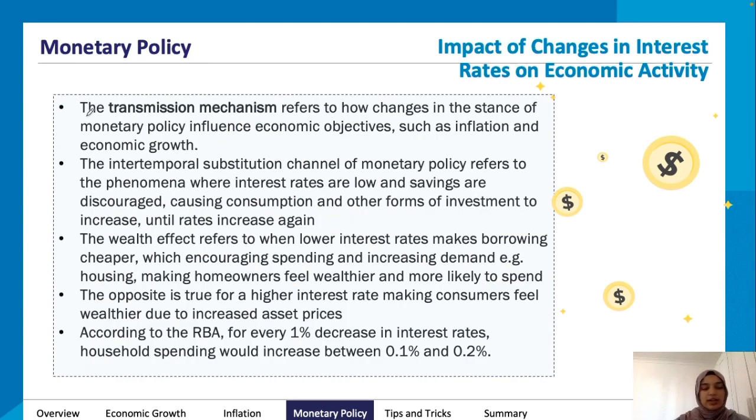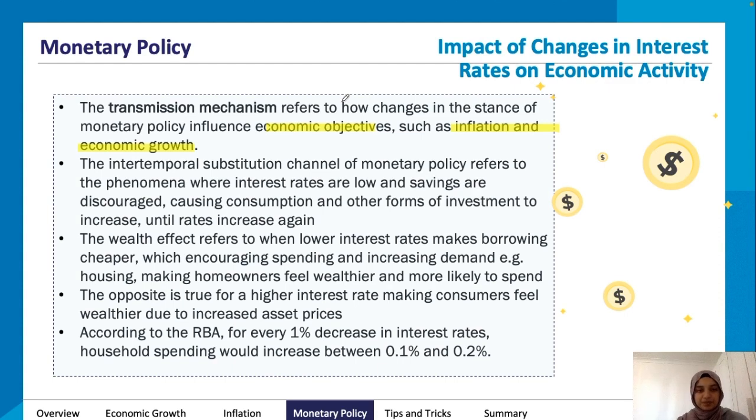Moving on to the transmission mechanism. This refers to how changes in the stance of monetary policy influence economic objectives such as inflation and economic growth. It's very important to understand the changes in the stance, so whether there's an increase or a decrease in the cash rate, and the impact of that on the interest rate. All of that will obviously have a major role and influence on inflation, on economic growth, and a range of other economic objectives which are very important.